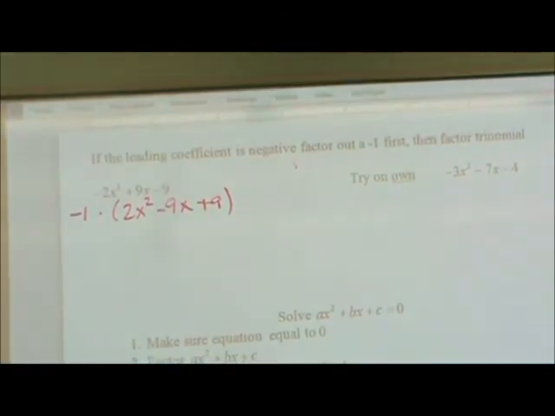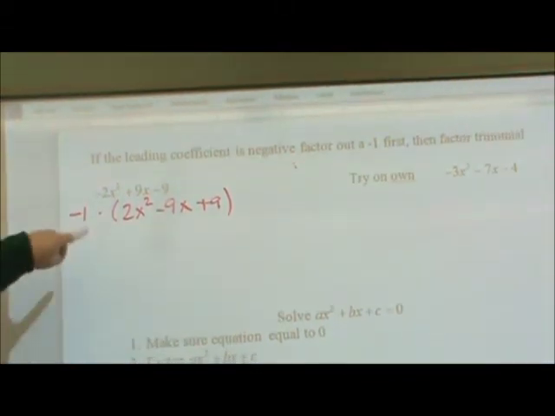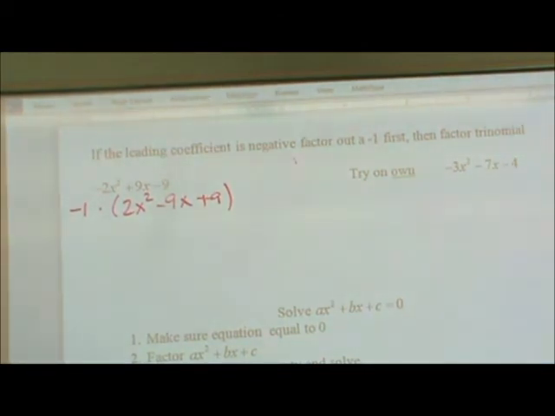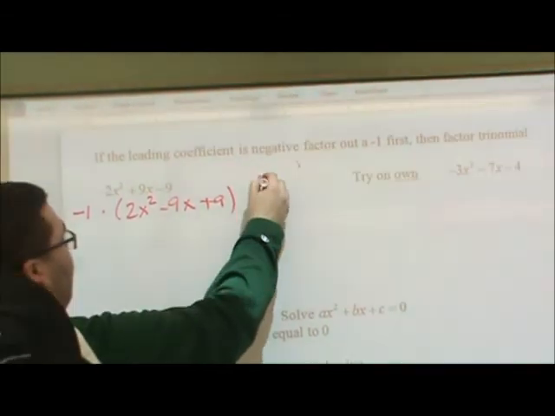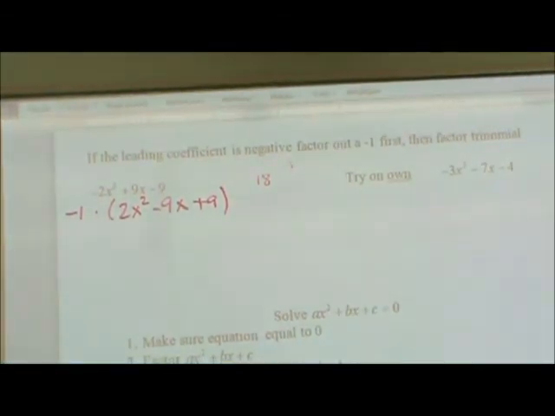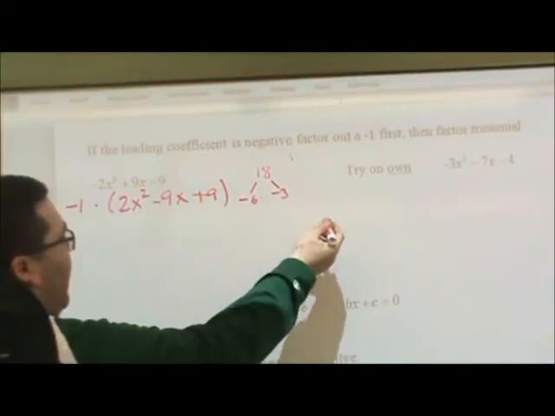And now that we have that, factor this just like you would have on the first page, but when you write your final answer, just put negative 1 out front. So when we do this, a times c, now, 9 times 2, 18. What numbers multiply to a positive 18, but add to a negative 9? Negative 6, negative 3.